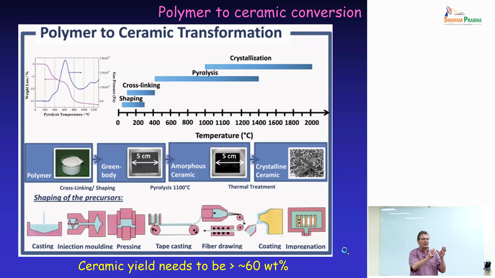You want to start from a shaped component, 100 grams of your part. You want to end up with the same amount of ceramic. But this is very difficult to achieve. You can control the ceramic yield by controlling the molecular architecture of your preceramic polymer. And in order to make sense, from any point of view, the ceramic yield needs to be higher than, say, 50 weight percent. The best preceramic polymers have a ceramic yield between 75 and 90 weight percent, which is quite high.